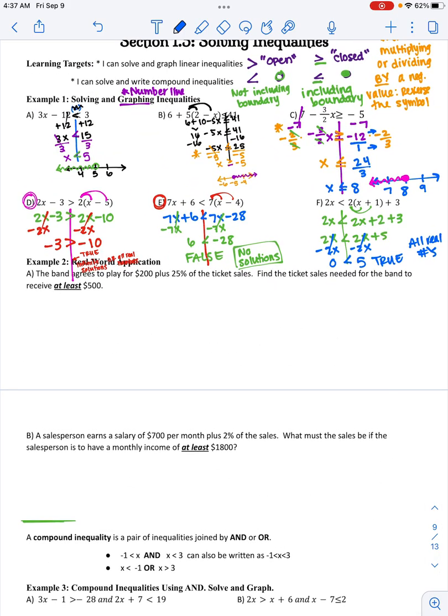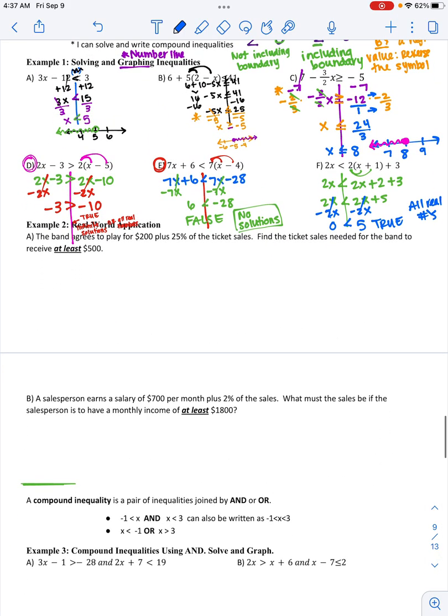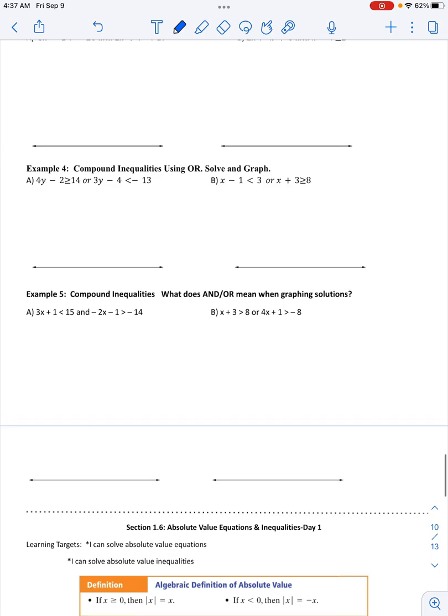All right, I'm going to stop the video here because it's a little long, and then I will post a part 2 to do the applications and the compound.